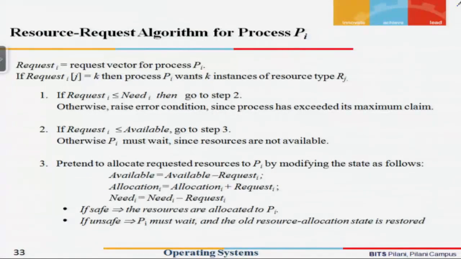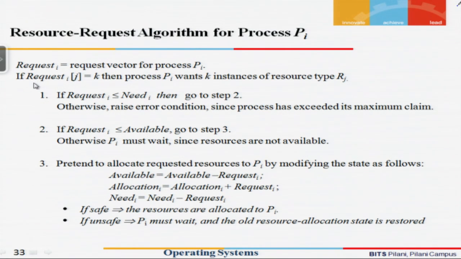So, now let us look at how the resource request algorithm works for the ith process. We say that Request_i is the request vector for process i. Please note that when we write Request_i, it is actually a vector of m elements, corresponding to the request made by the ith process.